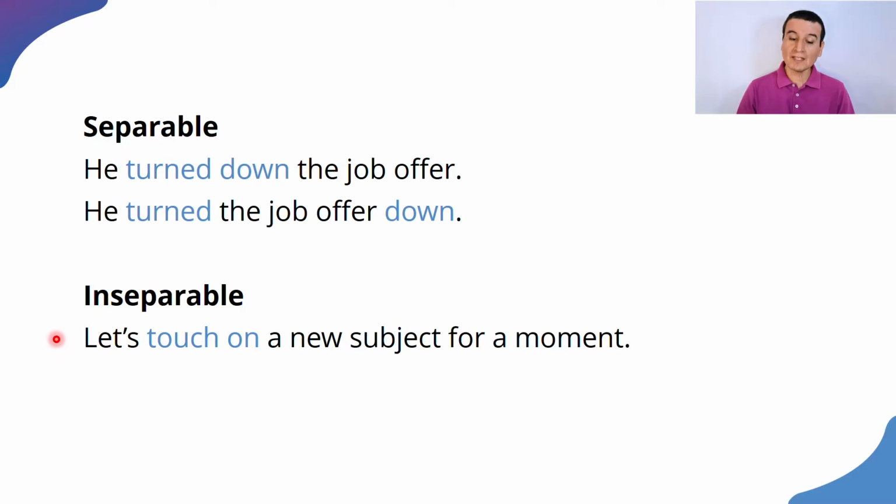So as you can see, if you try to separate these two elements, like we're talking about a new subject, it would make no sense to say let's touch a new subject on for a moment. It doesn't make sense because this phrasal verb is inseparable. I wish I had a formula for you to know which ones are separable, which ones are inseparable from the start, like all the time knowing for sure. But these are words that you have to learn on a one-by-one basis.